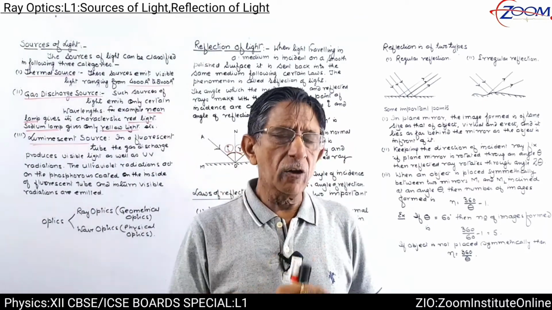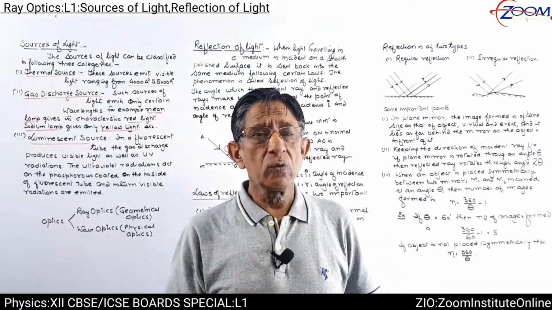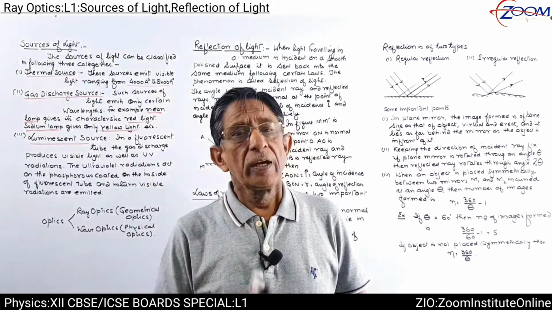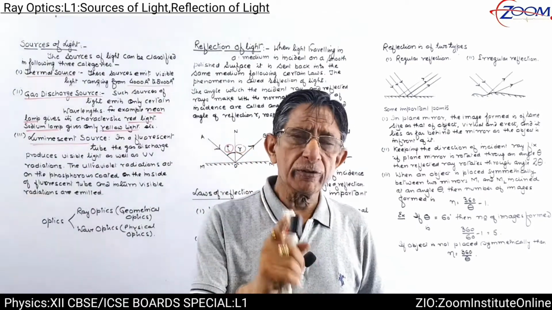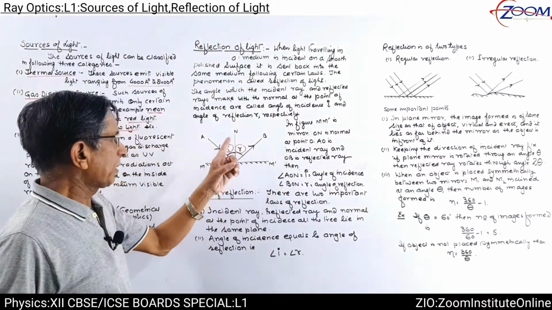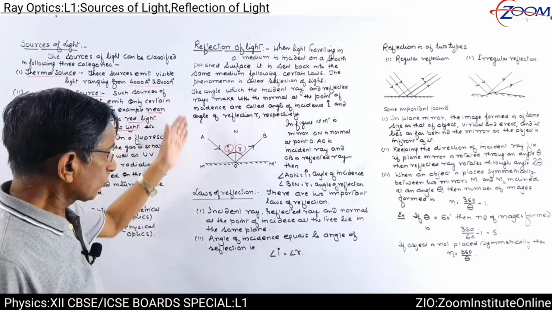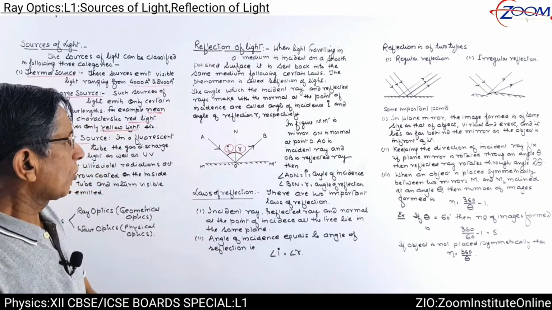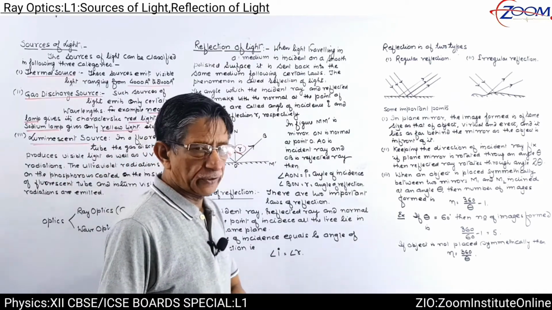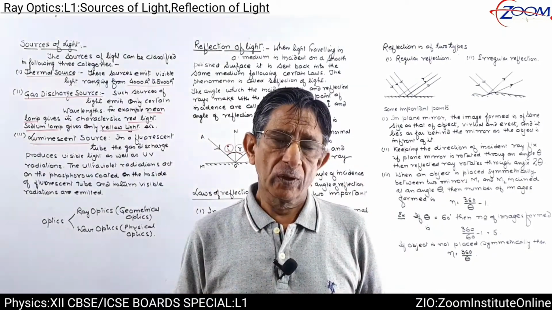The second law is that angle of incidence equals angle of reflection. Angle of incidence equals, students, angle of reflection. Angle of incidence is equal to angle of reflection. So, these are two important laws of reflection of light. Students, reflection is of two types.